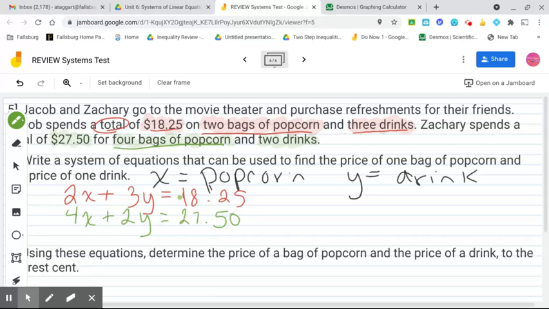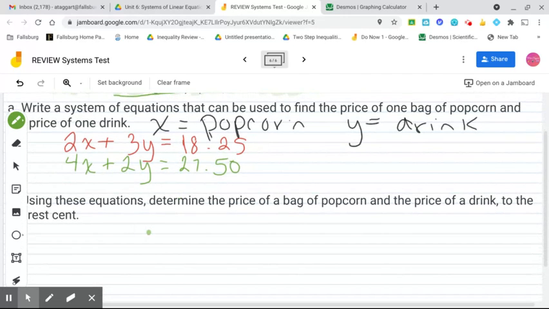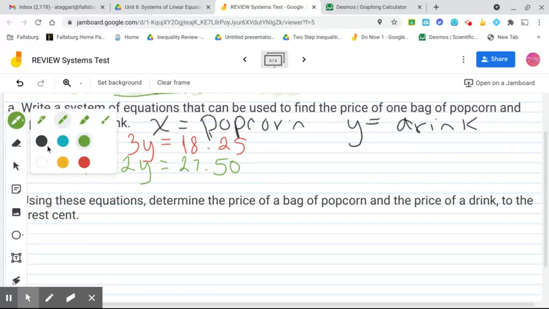From here, it says to use these equations to solve for both X and Y. It does not say to graph it. It does not say to use substitution or elimination. You get to choose here which method you want to use to solve this. So what I'm going to choose is elimination.